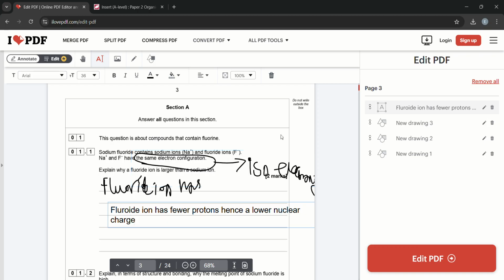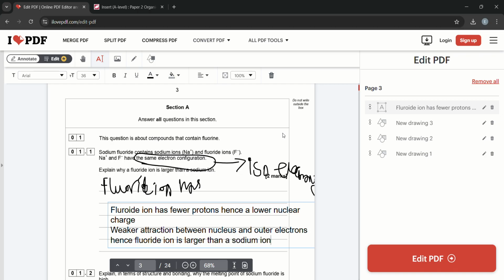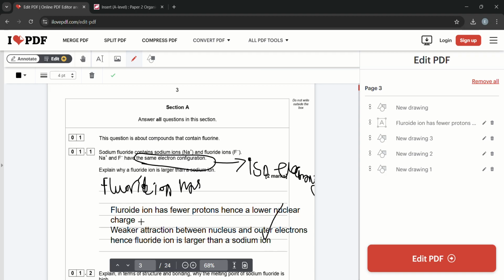And what does this mean? It's got fewer protons, hence a lower nuclear charge. Weaker attraction between nucleus and outer electrons, hence fluoride ion is larger than a sodium ion. Because remember, if it's larger, it's going to have more shielding, therefore a weaker attraction. It's going to have more electron shells, weaker attraction between nucleus and outer electrons, as fluoride ion has fewer protons, aka a lower nuclear charge.